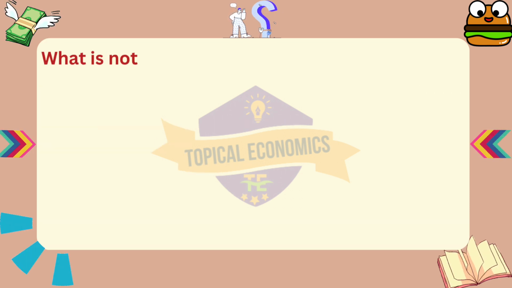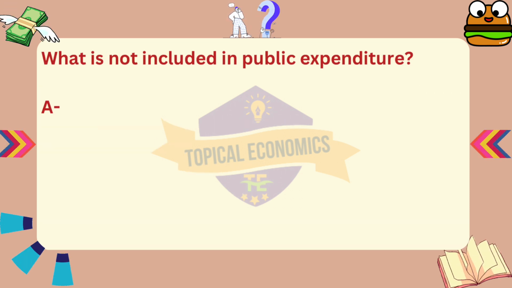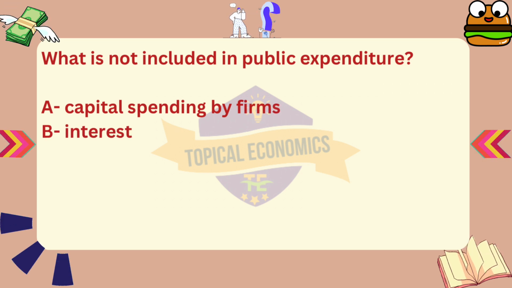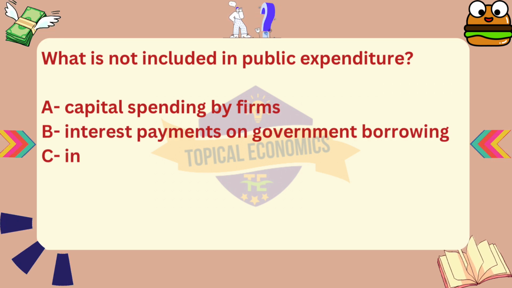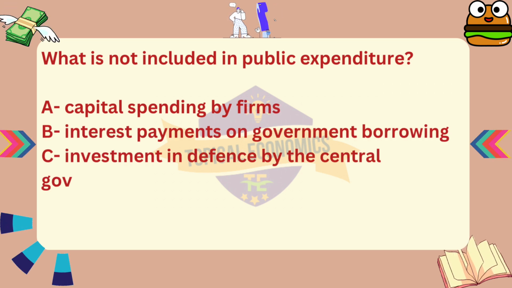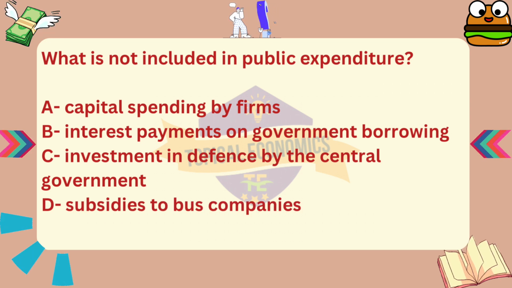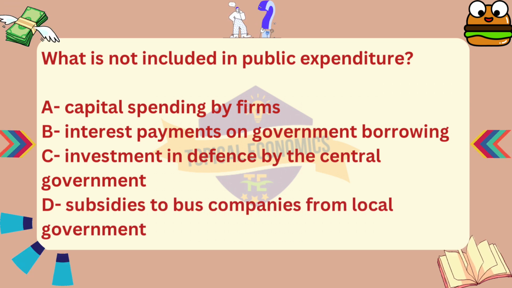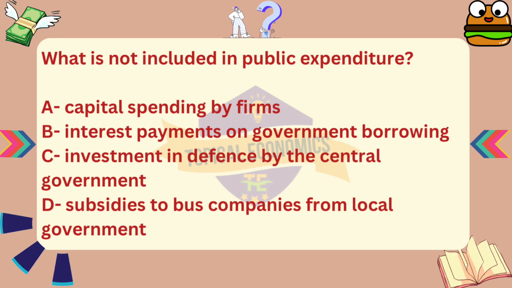Moving to question 19. What is not included in public expenditure? A. Capital spending by firms. B. Interest payments on government borrowing. C. Investment in defense by the central government. D. Subsidies to bus companies from local government. Reference, 2020 May-June version 1. The correct answer for this question is option A, capital spending by firms.